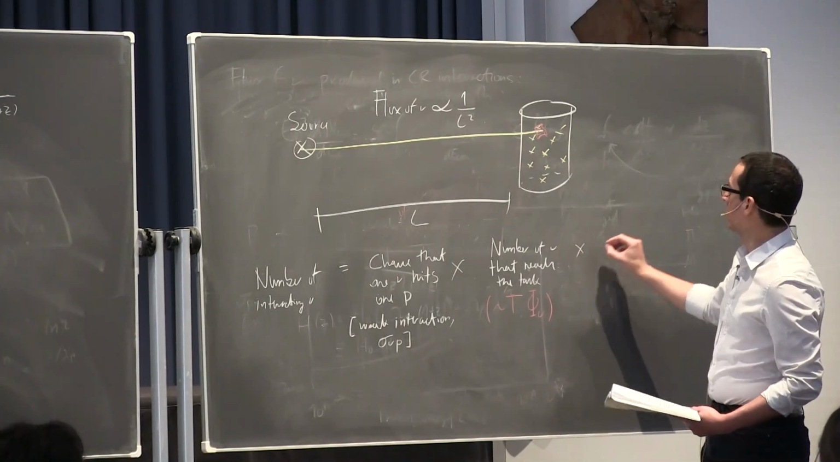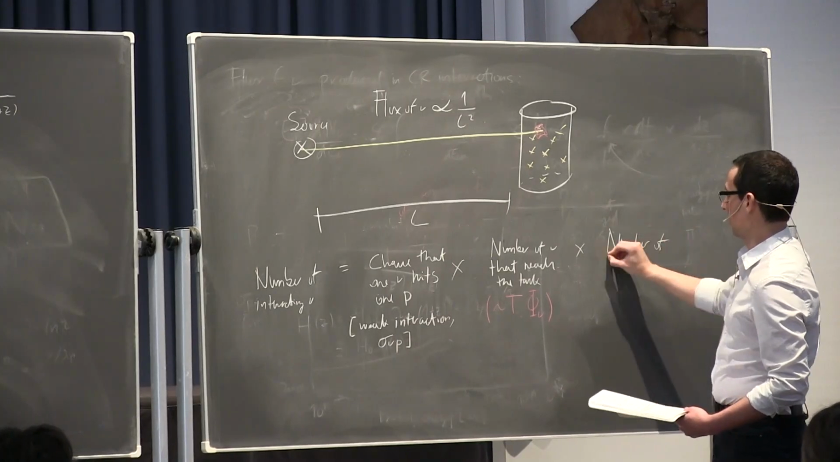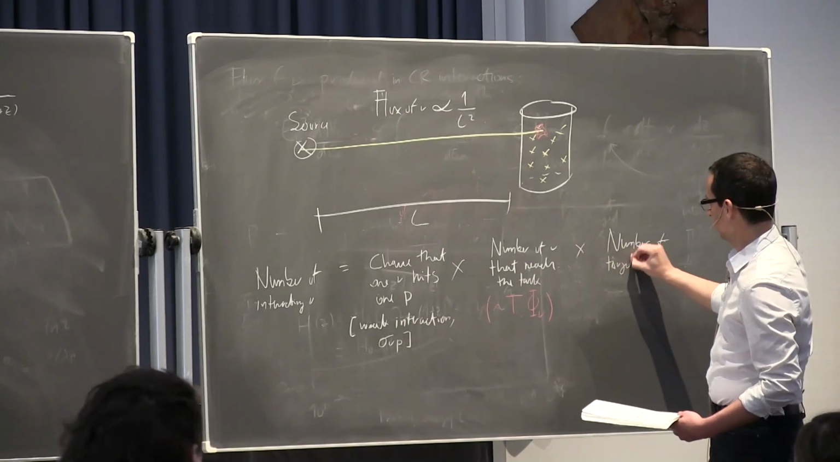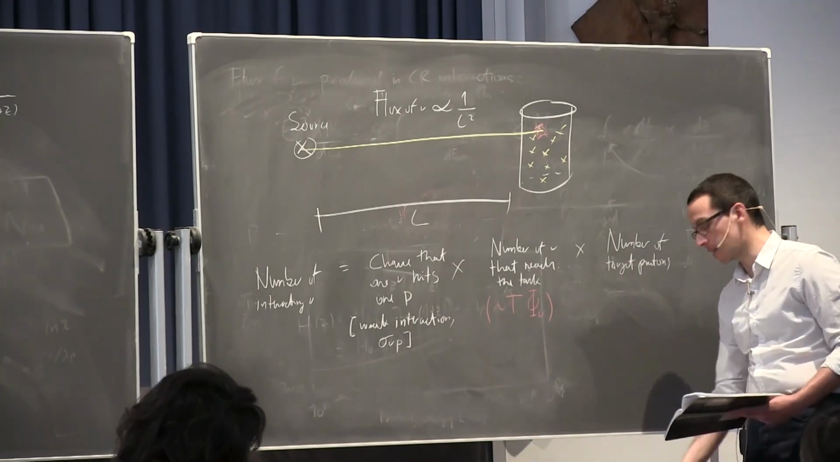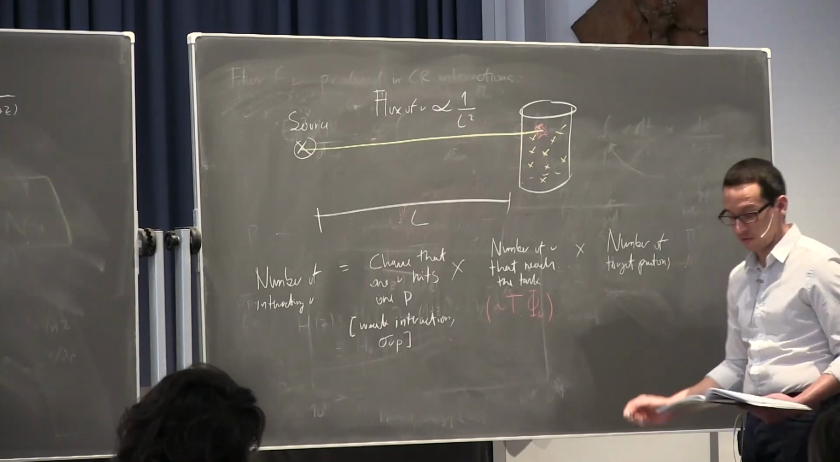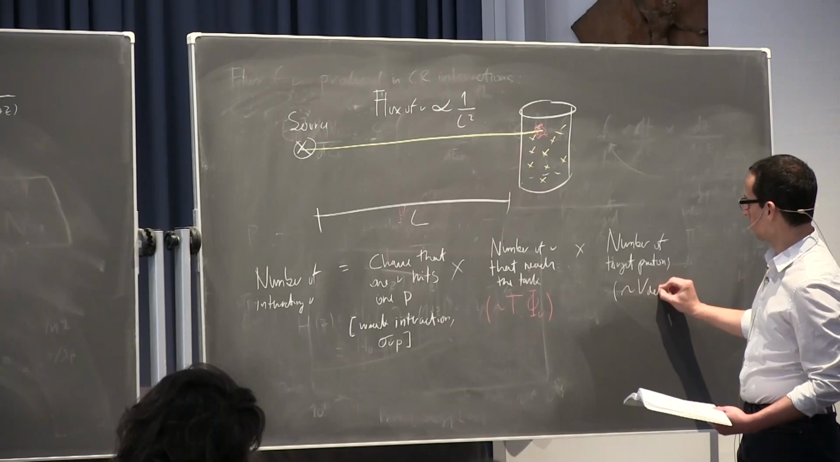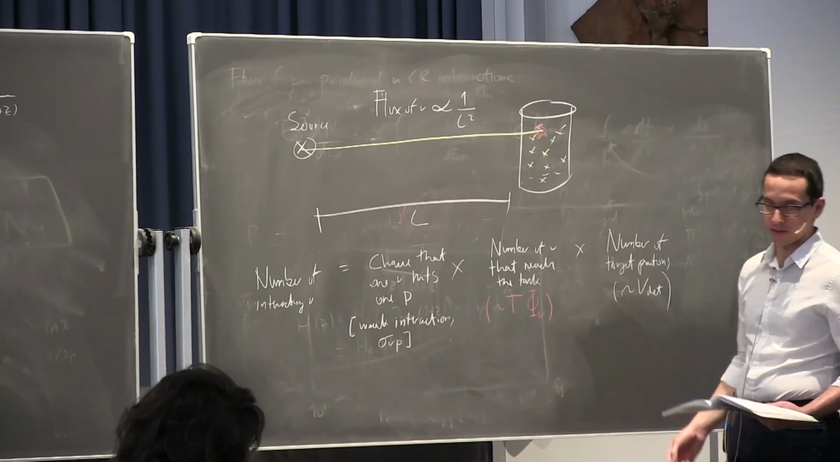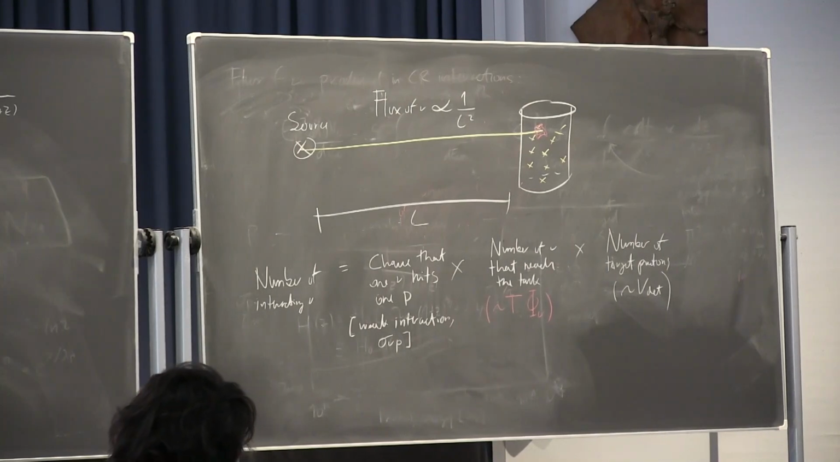And finally, the number of target protons in the tank. And that's something we can move. So if it's a tank of water, we can make it bigger. And that's something that is proportional then to the volume of the detector. The bigger we build, the higher the chances one of the neutrinos will eventually hit one of the protons.